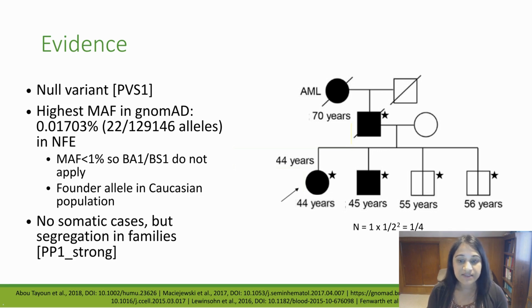That makes the chance that this variant has segregated with disease in this family by chance 1 times 1/2 times 1/2, or 1/4. For a single family, 1/4 isn't even enough to use PP1 at the supporting level of strength. However, because there were multiple families with this variant, we were able to reach an N value that was less than 1 in 16, which is the threshold for applying PP1 at the strong level of strength.